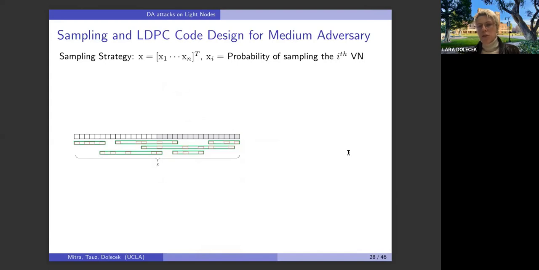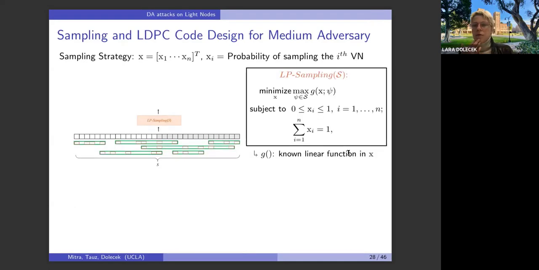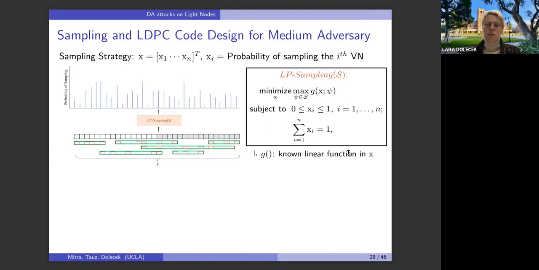So here the math slightly changes because the computational abilities of the adversary have changed. And so we refer to this as LP sampling, because the sampling now needs to solve a linear program. So we are looking at minimizing the worst case of what an adversary can do. So this G is a certain function in x, where x_i denotes the probability of sampling the ith variable node. So this is just bookkeeping over these individual probabilities. Since they have to be between 0 and 1, and they have to sum up to 1, we have these linear constraints on them.